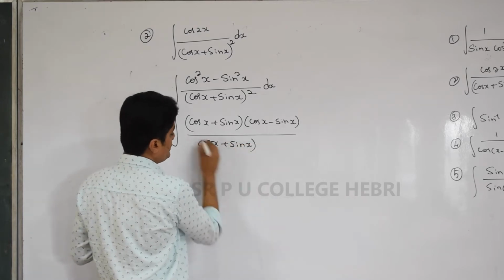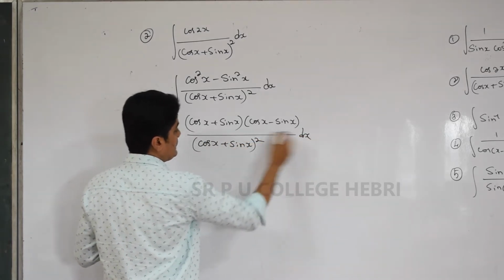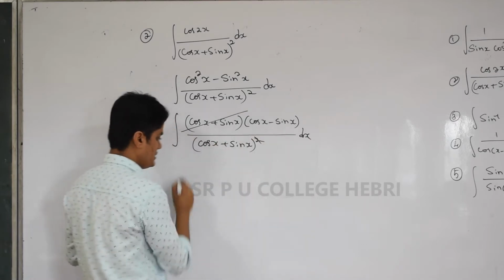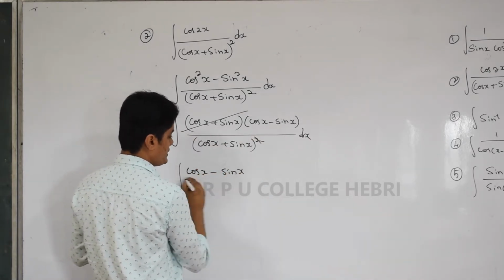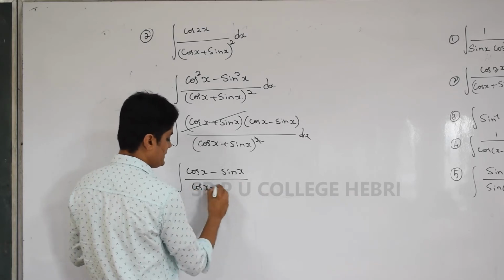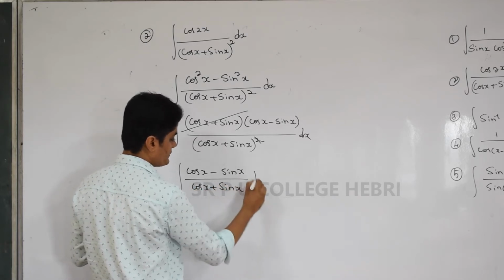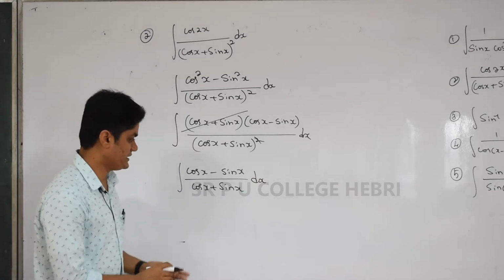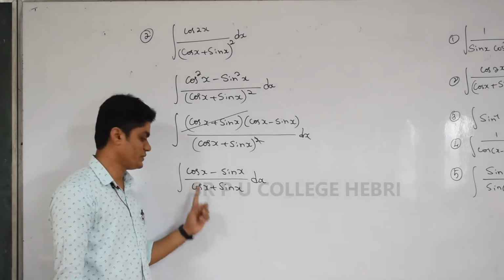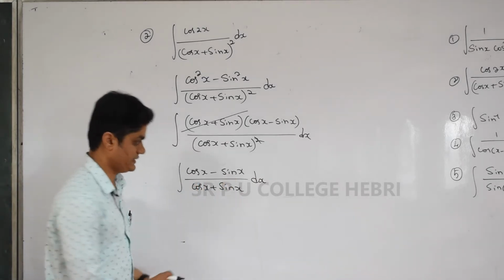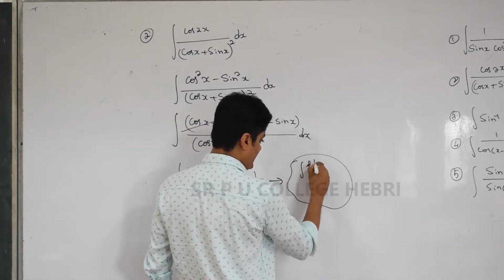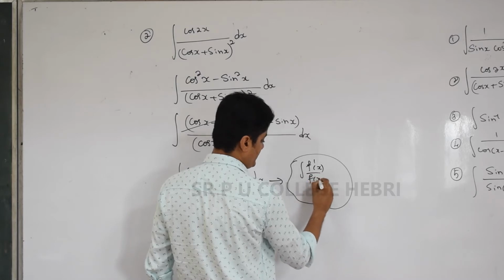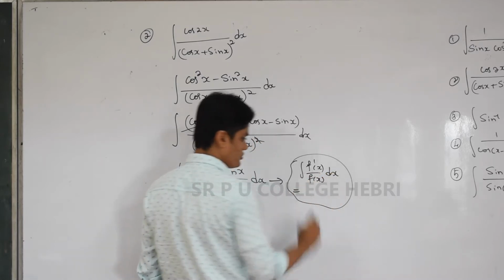See, almost over. Now what will happen? This cancels. So what is remaining? Cos x minus sin x divided by 1 cos x plus sin x; one cos x plus sin x cancels and one will remain in the denominator. Now what is the differentiation of sin x? Cos x. What is the differentiation of cos x? Minus sin x. So it is in the form of f dash of x by f of x. Do you agree with me? The numerator is the exact differentiation of the denominator, right?